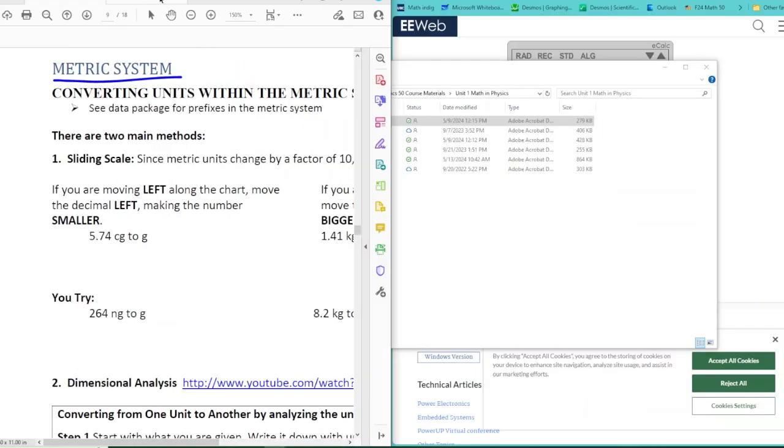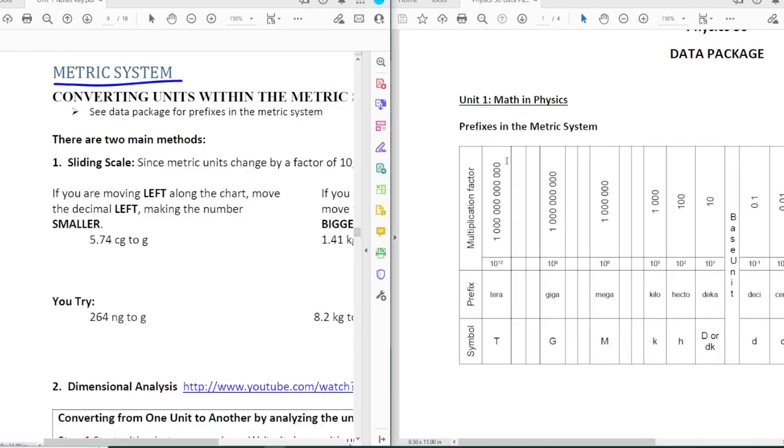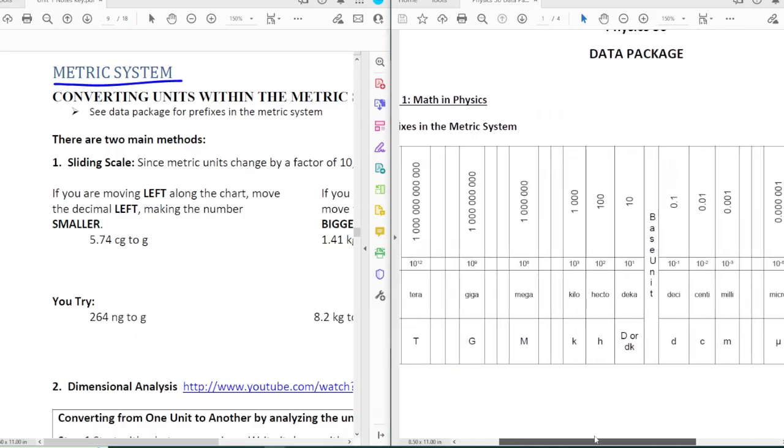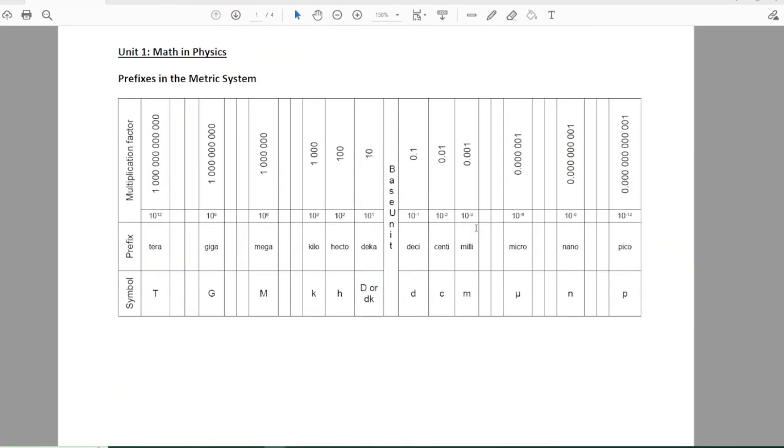So what it is, we've got this lovely data package that you were given, and in it there's a chart that shows all of the prefixes within the metric system. In fact, let me make this large. So the metric system is really cool. And I actually didn't know this when I first started, and I'm not ashamed to admit it: the metric system is all based on units of powers of 10. So for example, you can have a base unit of a meter or a liter or a gram or a second or a byte or anything along those lines. And then when you put a prefix on it, it's known where you are within the metric system.